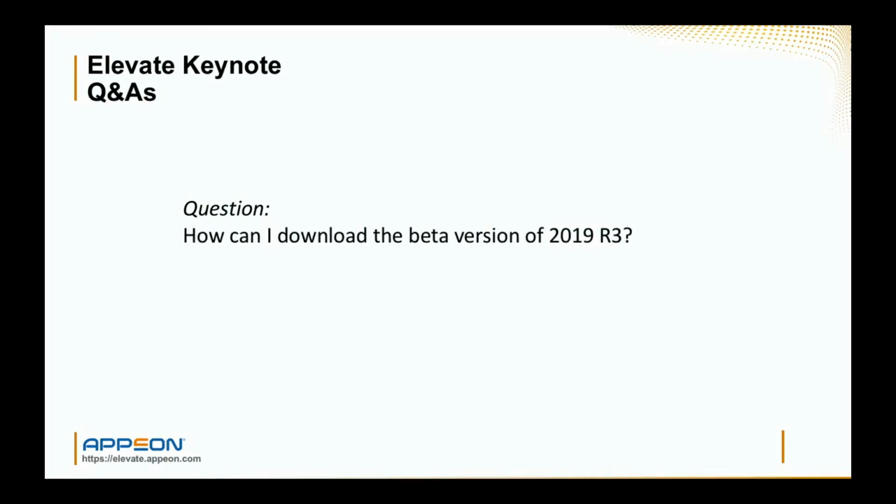Thanks, Amin. Question: how can I download the beta version of 2019 R3? The beta testing cycle of 2019 R3 has already ended. However, if you want to try out the beta version, you can still download it. If you are an existing PowerBuilder subscriber, please go to the download page on our website, https://account.appian.com/download. If you are not a current customer, please email trial@appian.com and we can arrange special access for you.